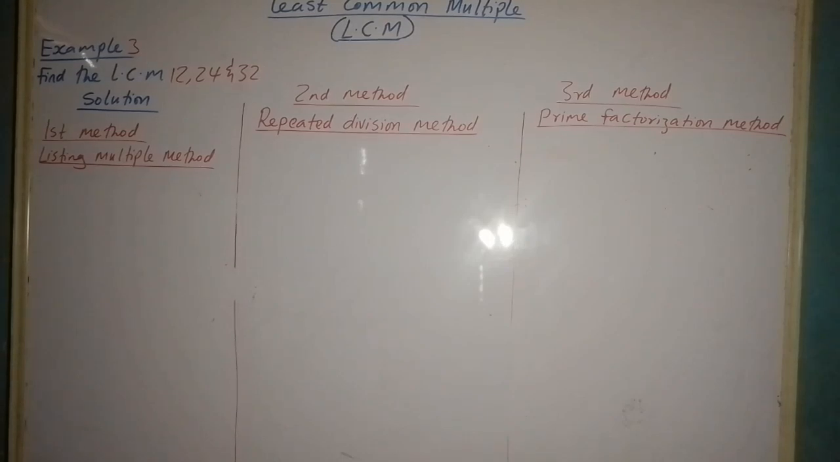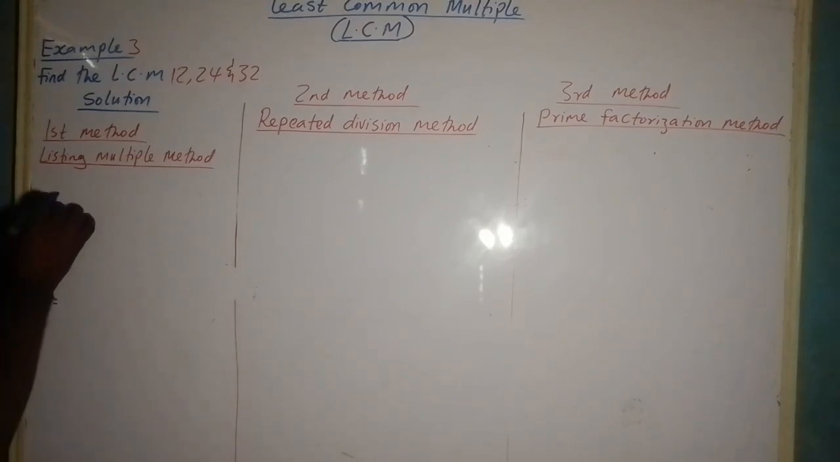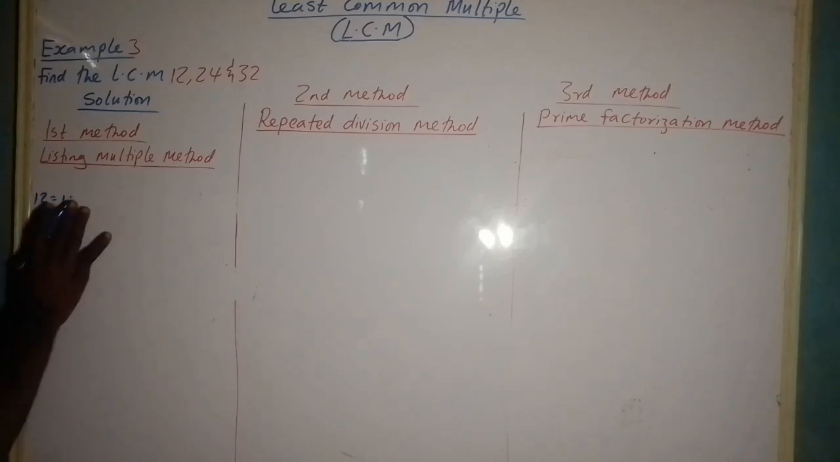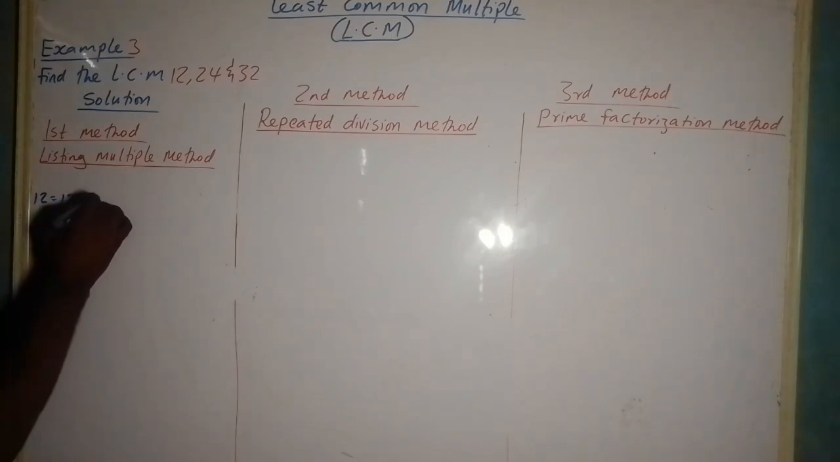Now let's find the LCM of 12, 24, and 32. Let's use our first method, the listing multiples method. We have 12, 24, and 32. Now let's go. 12 times 1 is 12. 12 times 2, that's 24.